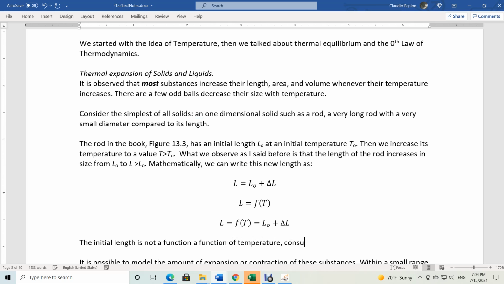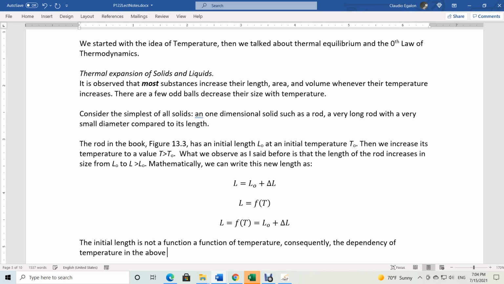Consequently, the dependency on temperature in the above equation must be in the term delta L.